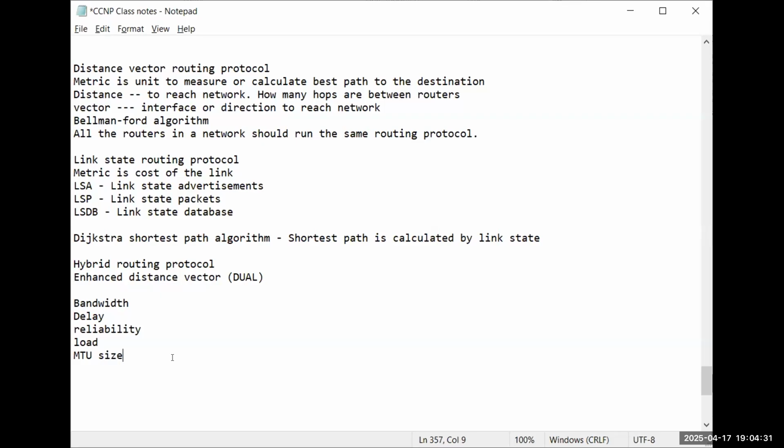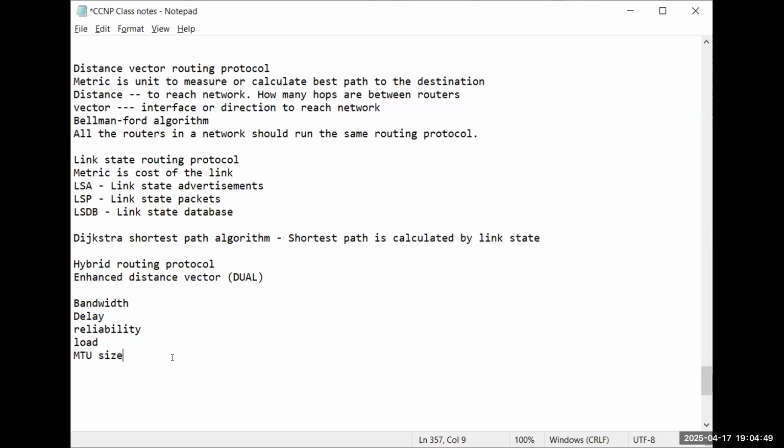So in that way, the packets that are exchanged between our routers during the advertisements are going to be of very minimum size only. Okay, so that is the advantage.